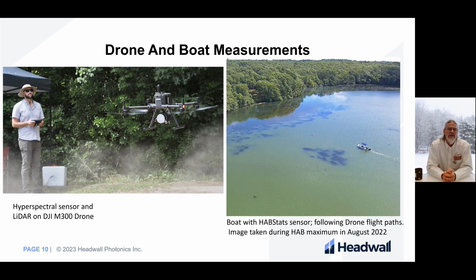So on the left, you can see a picture of the drone that we used for some of this research. It's a DJI M300 with the Headwall Nano Hyperspec and a LiDAR on it. And it flew back and forth over the pond. And then in the right picture, you can see a small boat that has the detector that is actually sampling the water and measuring and counting the number of various species of plankton in it.